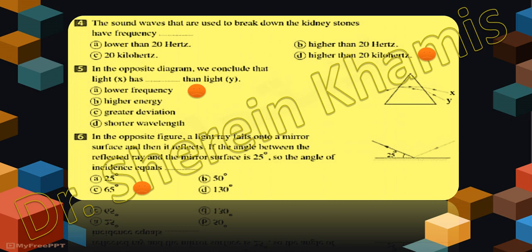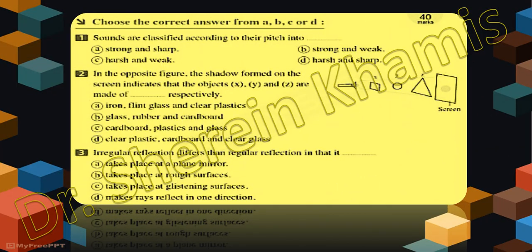Okay, this is the third exam today. Let's go to exam 4 of our revision today. Question 1 says that sounds are classified according to their pitch into, which means we have two things opposite each other. Strong and sharp, no. Strong and weak, no. Harsh and weak, no. Harsh and sharp, they are opposite to each other, so the right answer will be letter D, harsh and sharp.